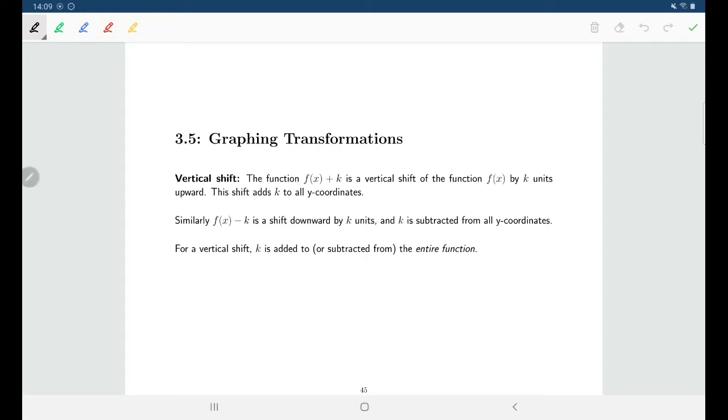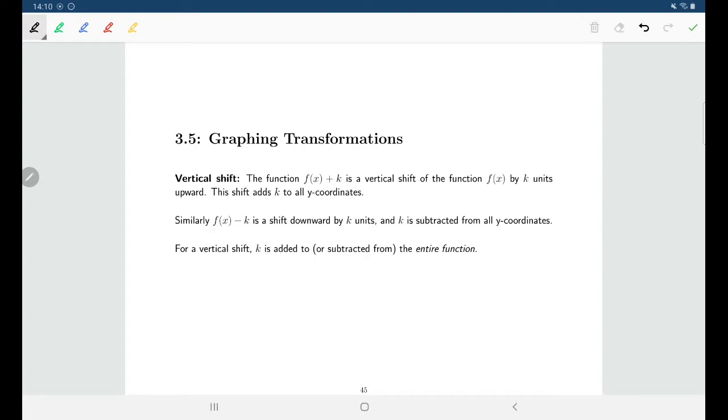So to start with, a vertical shift. A vertical shift would be something of the form f of x plus k. So if we have a function like the squaring function plus a constant, or the square rooting function plus a constant, that's what I mean by f of x plus k. We have our function and some amount is being added on to that function. That's a vertical shift, and it's a vertical shift of k units upwards. If it was f of x minus k, then it would be a shift of k units downwards.